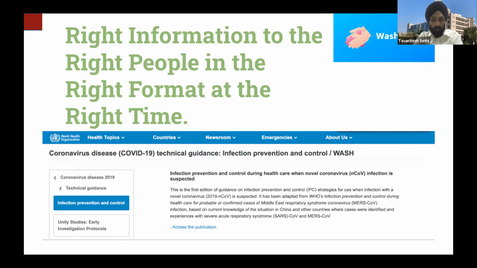WHO did put out some guidelines. So did the Ministry of Health and Family Welfare. But these guidelines are never read by common people, as was the case with sepsis. So we repurposed our application.